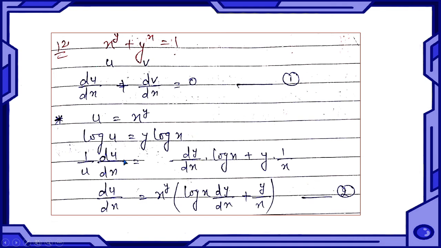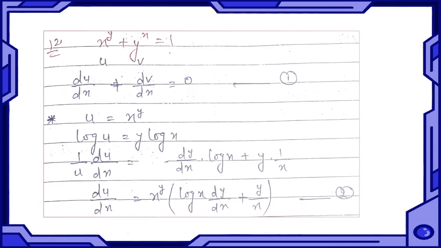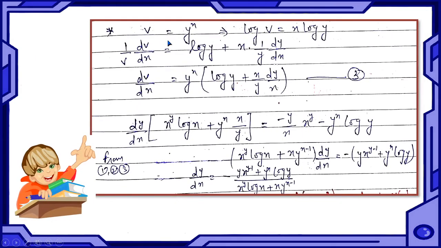Differentiating, 1 upon u du by dx is equal to dy by dx into log x, again product rule, derivative of first, second as it is, plus first as it is, derivative of second. Take u to that side and put the value of u back. Let it be second equation. Talk about v, same way simplify v as well. Then from 1, 2 and 3 we are going to get this as the answer.